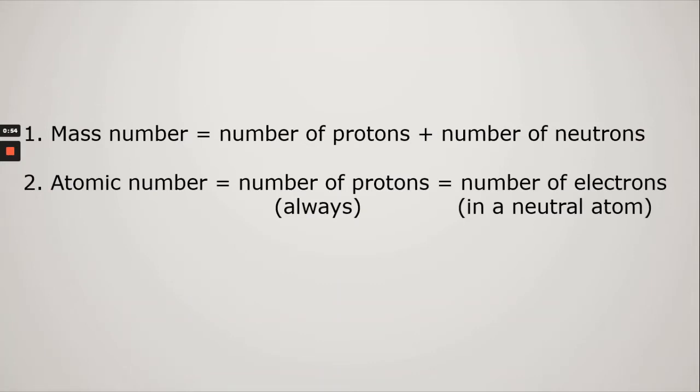So hopefully you've remembered this key information. The mass number of an atom or an element tells you the number of protons plus the number of neutrons. So the mass number tells you the total number of protons and neutrons. The atomic number of an element is equal to the number of protons, and it's also equal to the number of electrons in a neutral atom.